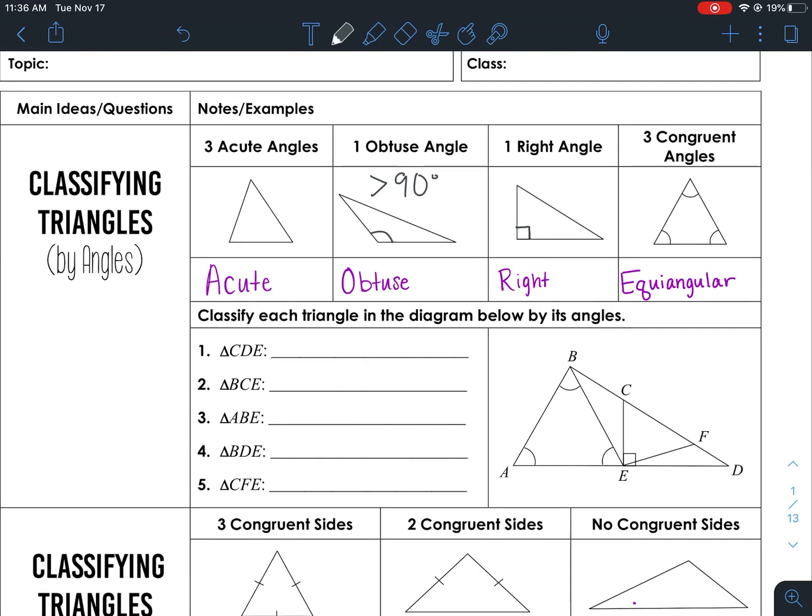All right, so now we're going to practice and see if we can classify these. So the first one is CDE. Okay, so there's that triangle. We see that we have this 90 degrees right here, which makes this one a right triangle. All right, next we have BCE. This angle right here is going to be greater than 90, so this one is an obtuse.